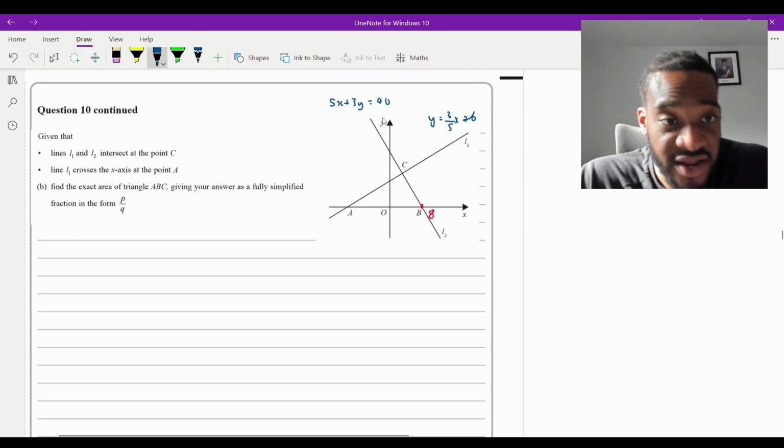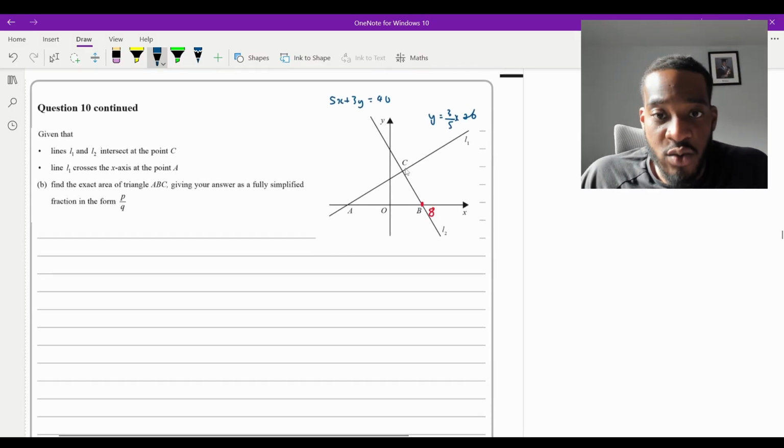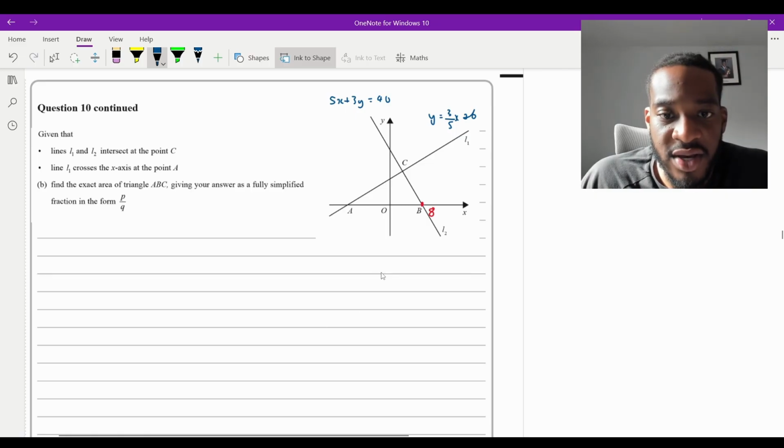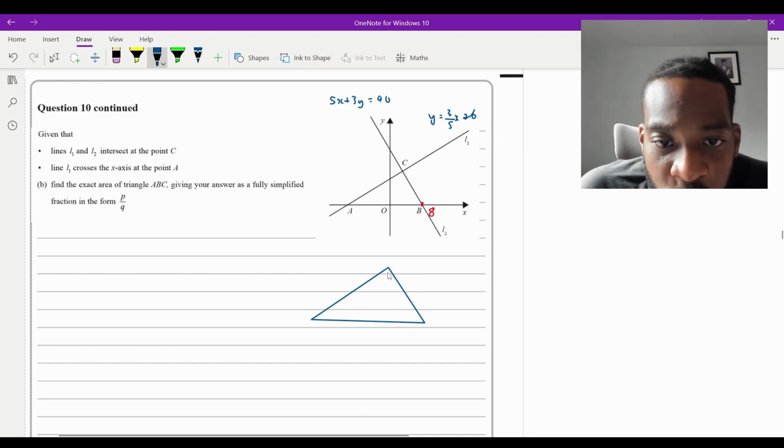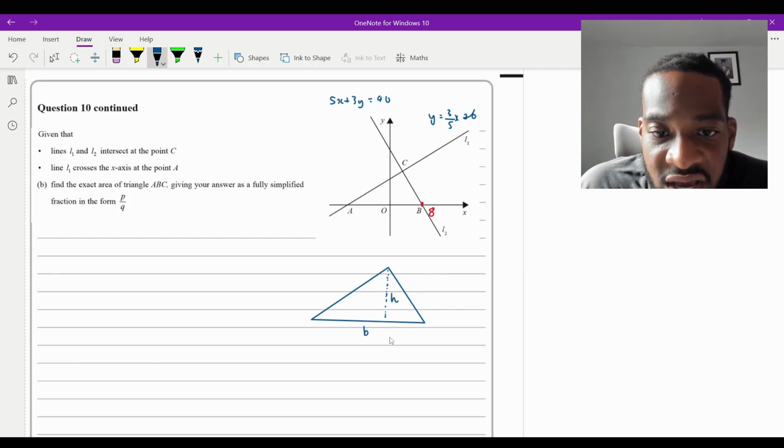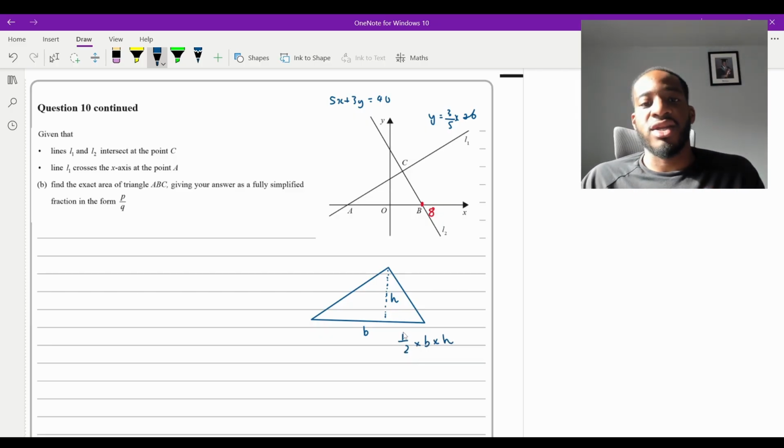Okay, so we need to find the area of the triangle. Now, the triangle here, we can see it is made by the x-axis, isn't it? So I'm just going to draw a triangle again. I'll do it here. It looks something like that, isn't it? To answer the question, I would want to work out this vertical height here, and this distance here, the base at the bottom. Obviously the area is just going to be half times base times height. So if I can work out what these two are, then that should be fine.